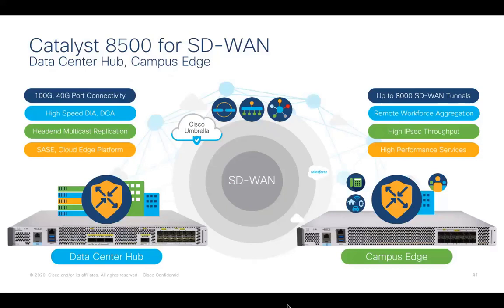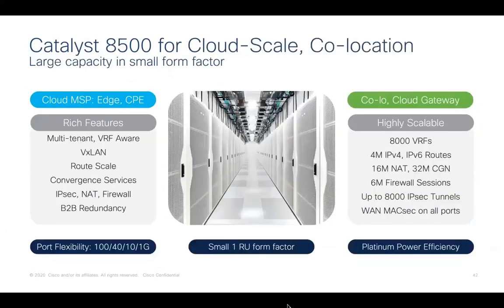And when I say small size, I want to highlight the next use case for this platform, which is the co-location use case, or the cloud scale, cloud MSP point of view, the edge and CPE use case. This is one of the key advantages of 8500s, where it's just a one RU platform and is capable of platinum grade power efficiency. So it takes less power, is small in size, and it also has port flexibility from 100 gig, 40 gig, 10 gig or 1 gig port operation point of view.